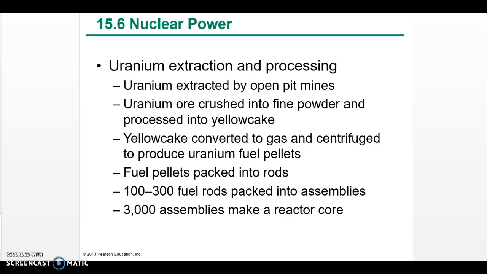Then these rods are packed into assemblies, and 100 or 300 of these rods are put together, and that is what we call the reactor core. These get extremely hot. They need to have a constant water source running through to keep them cool. So they join together to make this fuel assembly. Inside a nuclear power plant, up to 3,000 fuel assemblies are placed in the reactor core, where the fission reactions will take place.